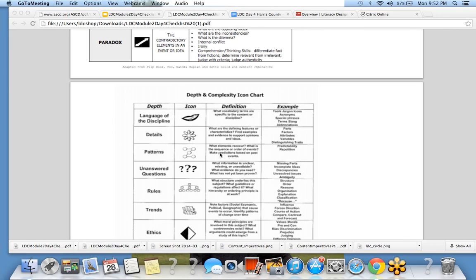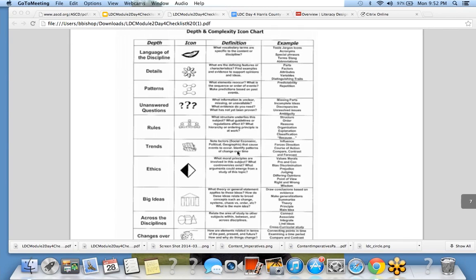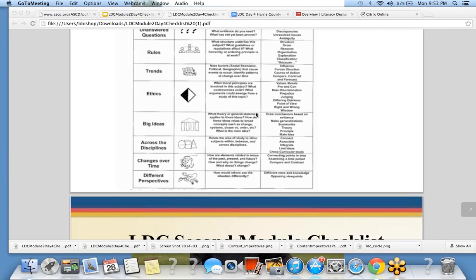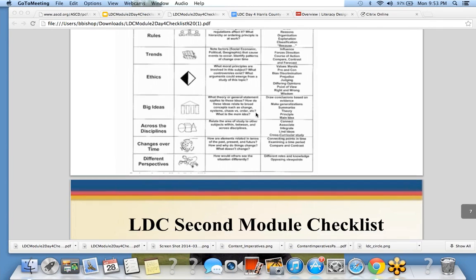And then we have the depth and complexity icon chart that was just a good reminder that sometimes in order to quickly ramp up the advanced nature of the prompt, we could simply ask for more details or an identification of pattern, or we could have them talk about the language and the terminology, or look for unanswered questions, etc. So again, these were all just guides for us.